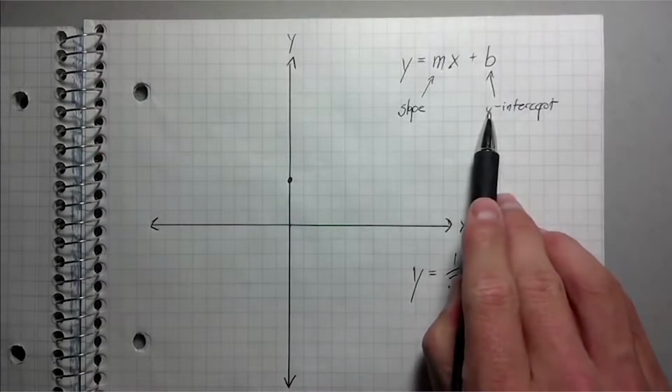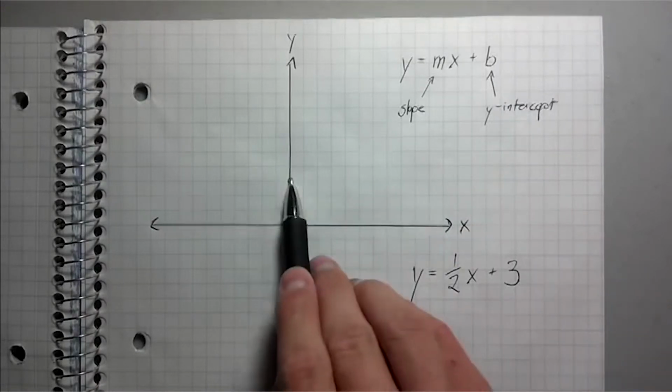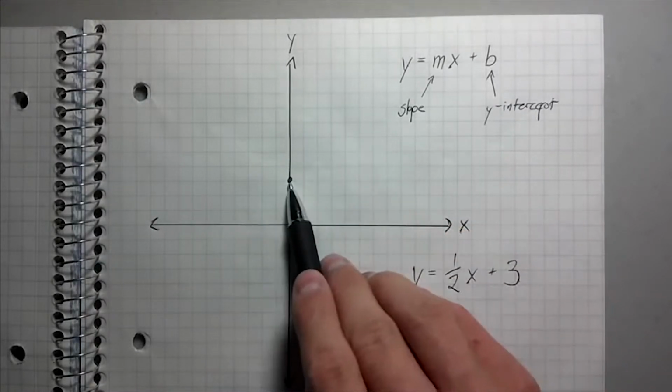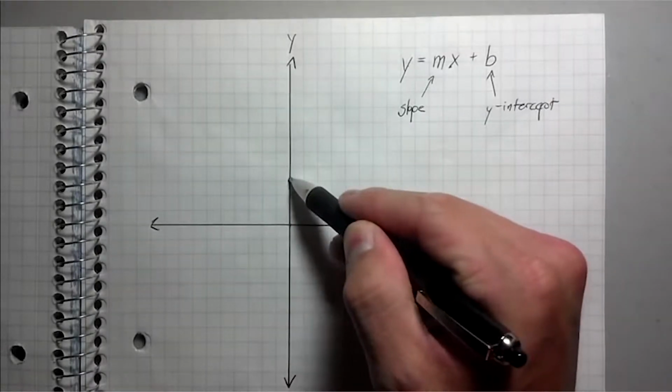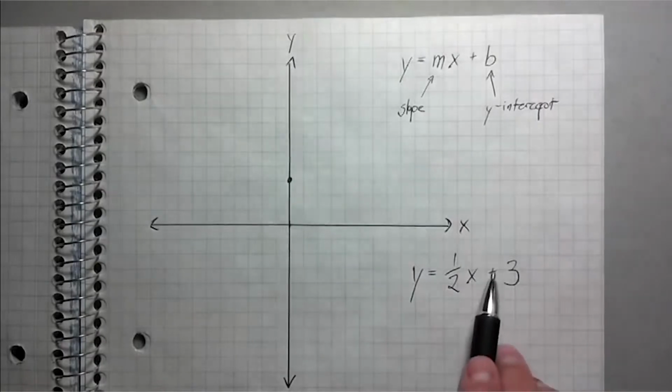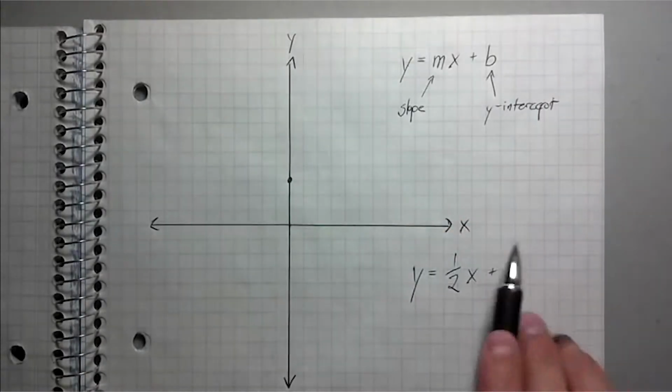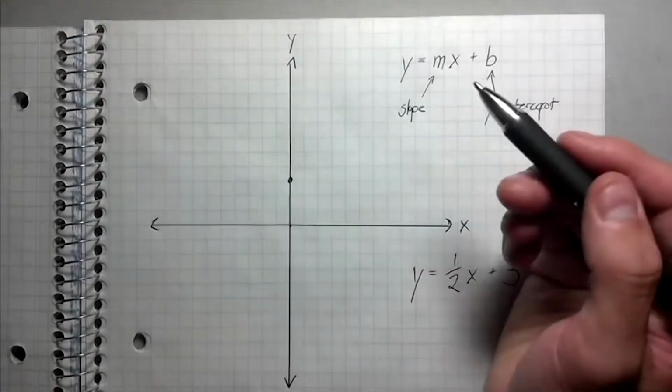The reason this is called the y-intercept is because this is the place where it intercepts the y-axis. So you start from 0 and you go 1, 2, 3. You count upward by 3. If this was a negative 3, I would have counted downward. But since it's positive, I counted upward. So there's a dot.